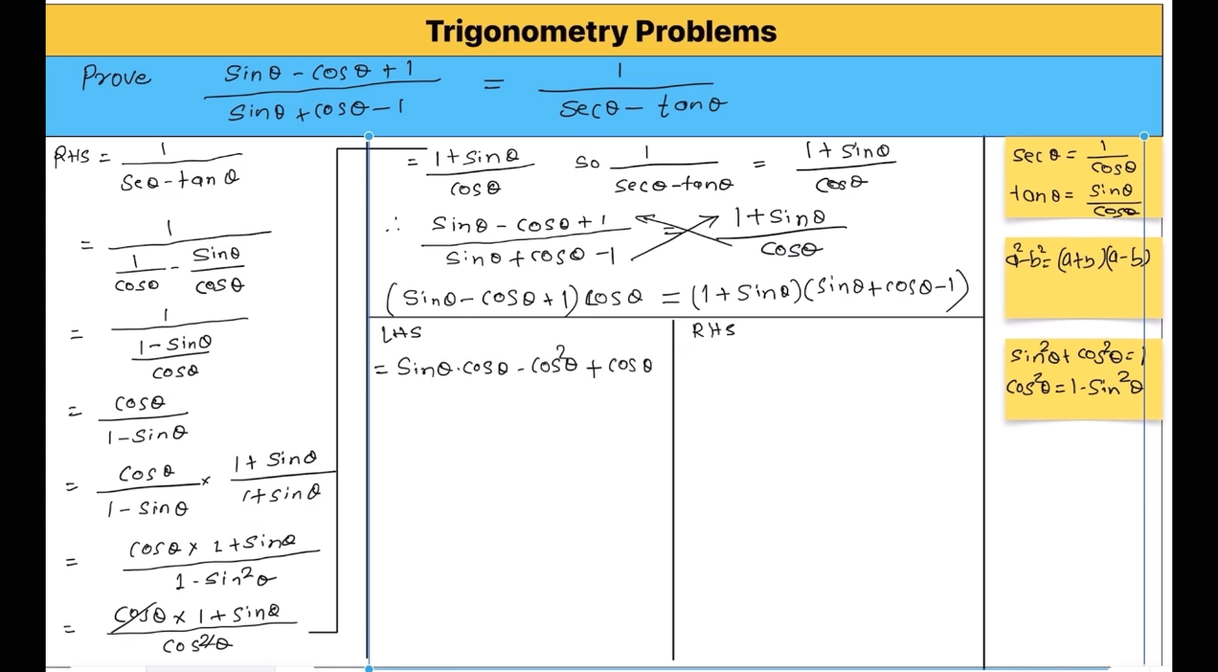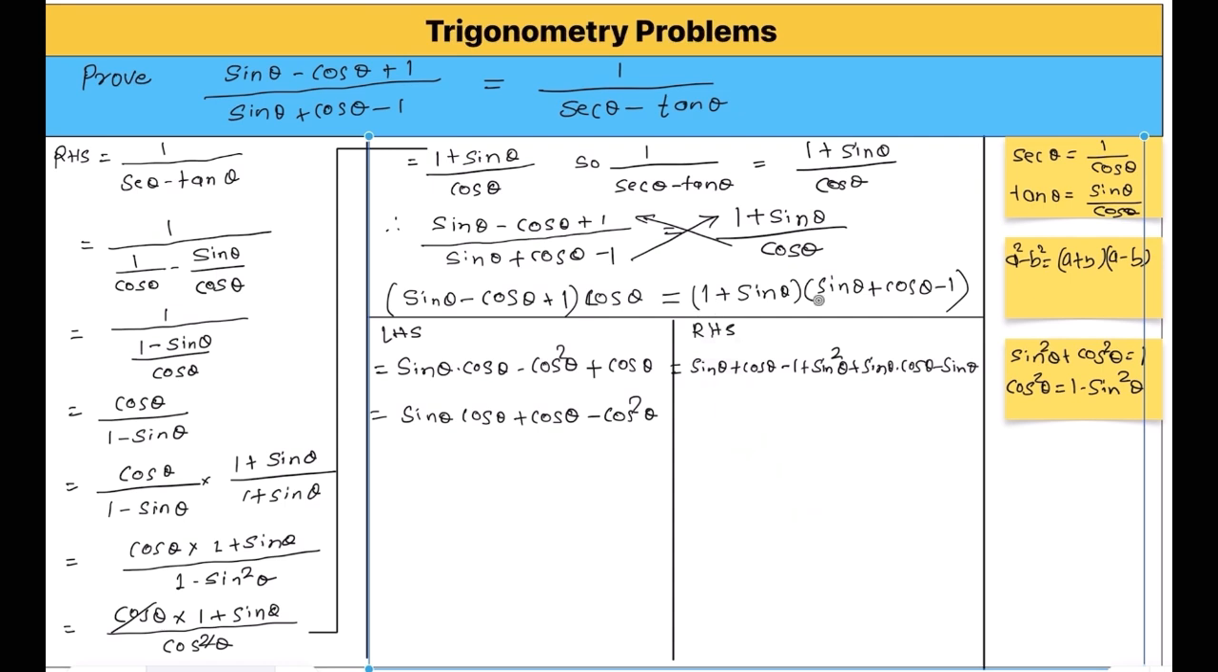Let's first simplify LHS. Cos theta multiplied by sin theta, so we get sin theta into cos theta. Cos theta into minus cos theta, we get minus cos square theta. Cos theta into 1, we get cos theta. Rearranging the term, sin theta into cos theta plus cos theta minus cos square theta. We have just brought this cos theta over here and sent this cos square theta at the end. That's all. Let's simplify RHS.